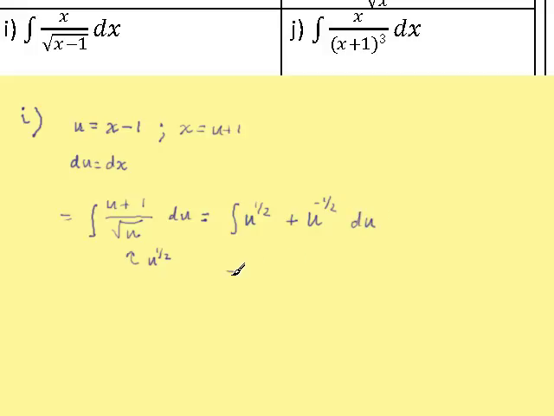Now we're ready to integrate. This is u to the 3/2 times 2/3 plus u to the minus 1/2 plus 2 over 2 is 1/2. Divide by 1/2 or multiplication by 2. And now substitute back.